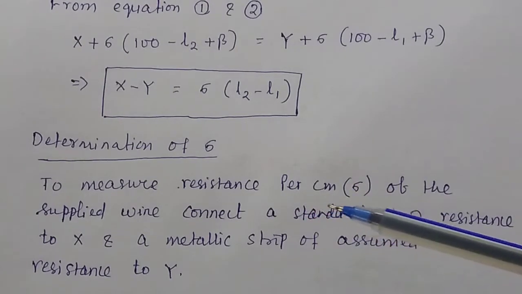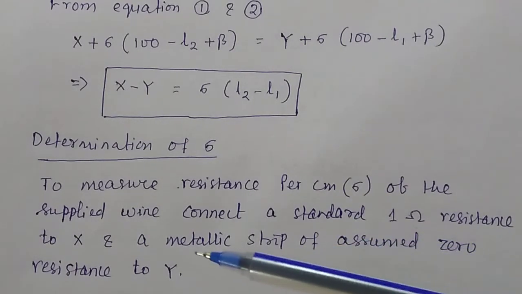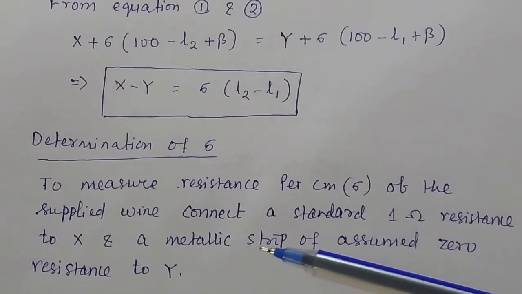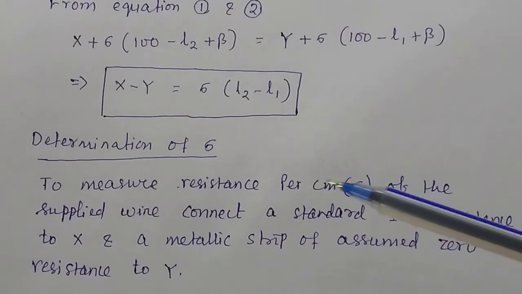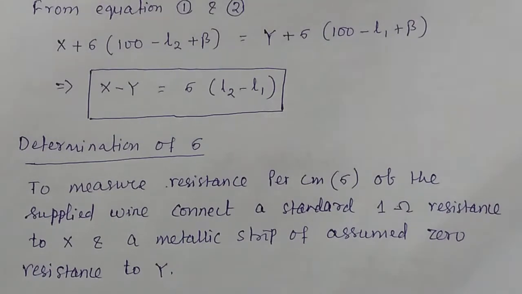To measure the resistance per centimeter sigma of the supplied wire, you connect a standard 1 ohm resistance to X and a metallic strip of assumed 0 resistance to Y. Then you can easily calculate the value of sigma by using the balanced Wheatstone's condition. And before doing this experiment on Carey-Foster's bridge, you should first see the experiment on the meter bridge. See my video on the meter bridge, which is in the plus 2 second year science course experiments.